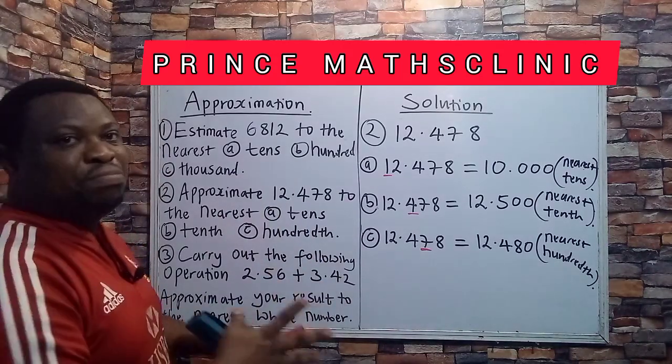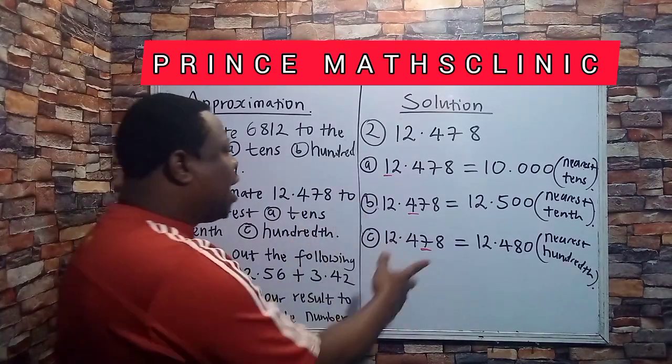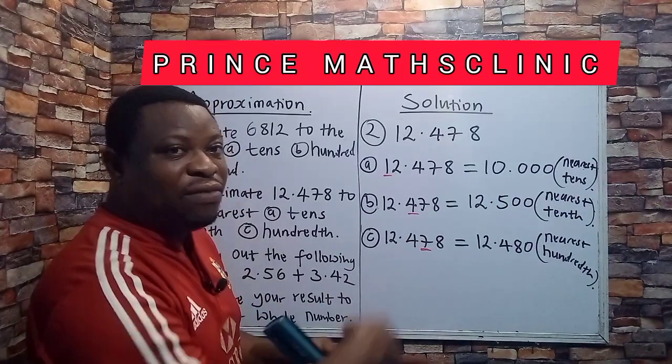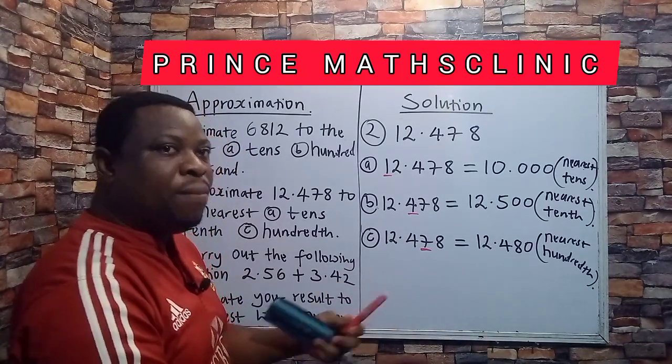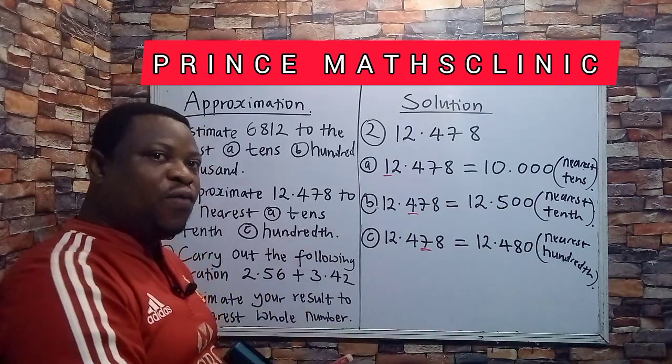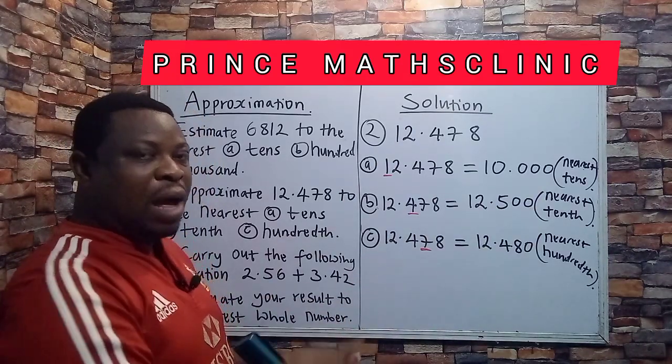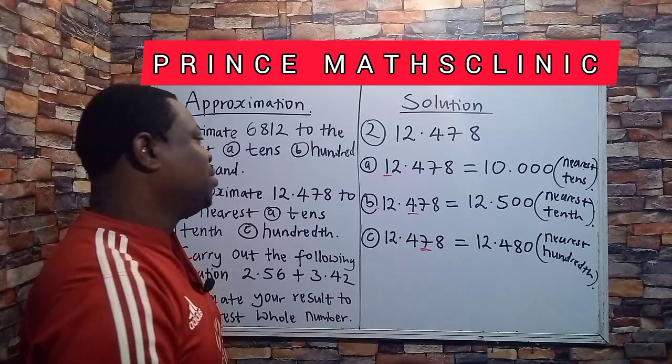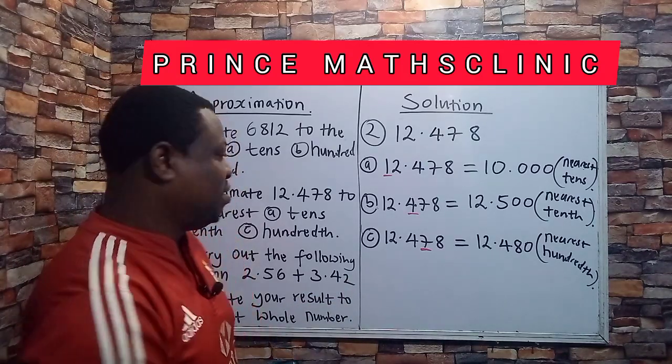That is the solution to this particular number. You can see how simple it is to analyze. Once you see a number, look at the number after it. Is it up to 5 or above 5? If it's above 5, you round up to 1. If it is below 5, which is 4 and below, you round down to 0 and do the necessary thing.